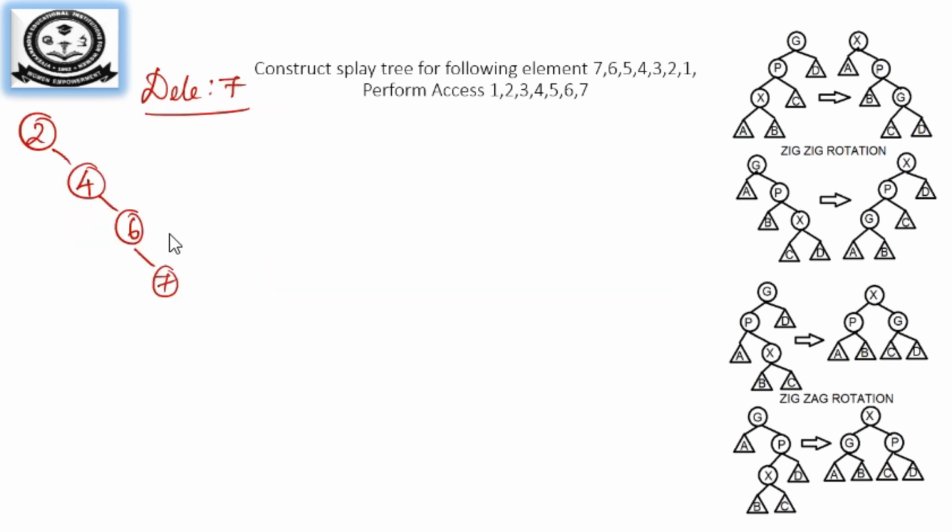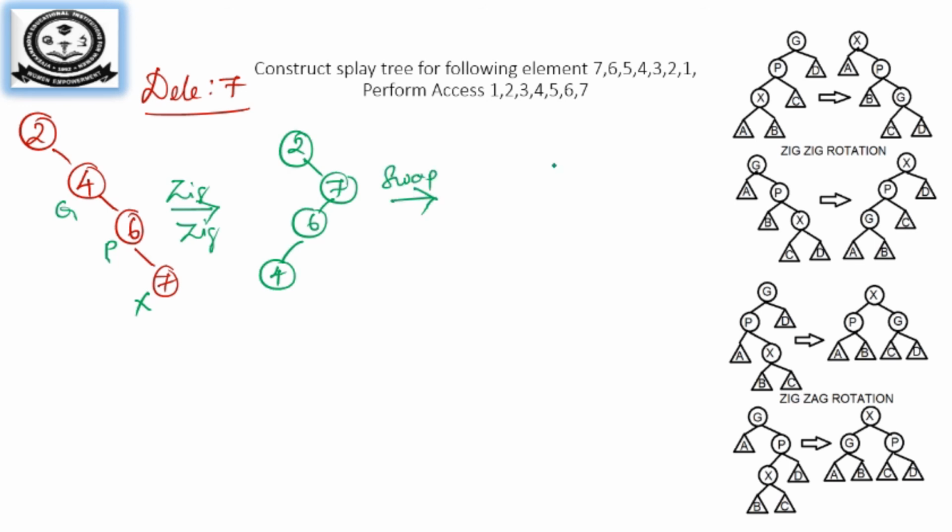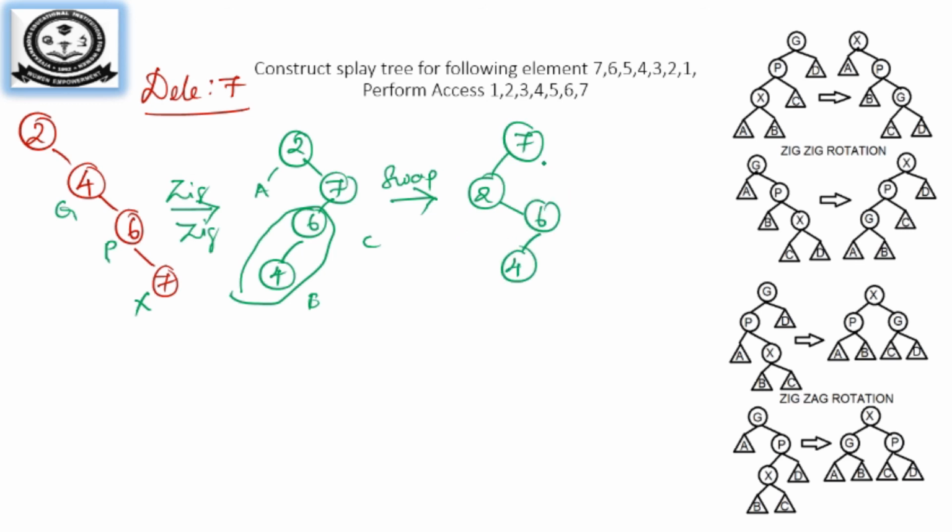Now I want to delete 7. We'll take another example. We are going to delete 7. So X, P, G, it's a zigzag. So no A, B, C, D, just rotation. So 2, 7, 6, 4 rotation. Now 7 has not reached the root, so just a swap. When you want to swap, you have A, you have B, I don't have C. So take that in mind. So 7, 2. You have no A, but you have B, it's going to be 6 and 4. You don't have C.